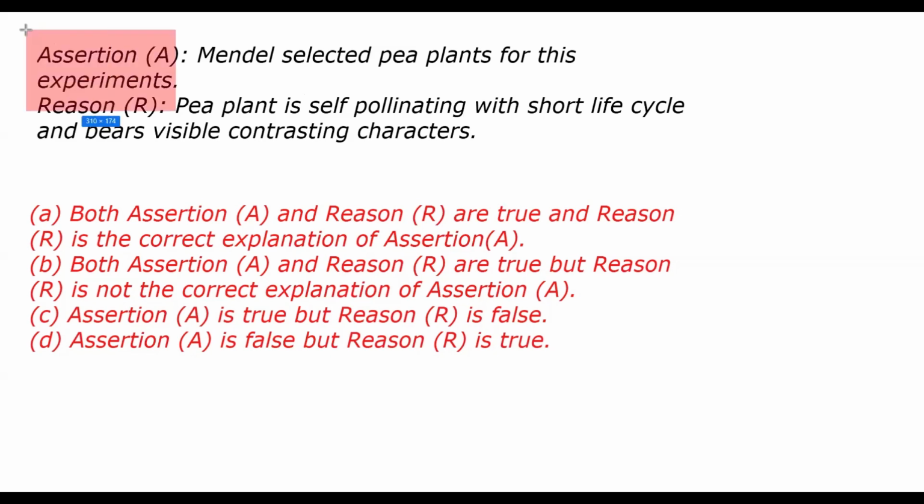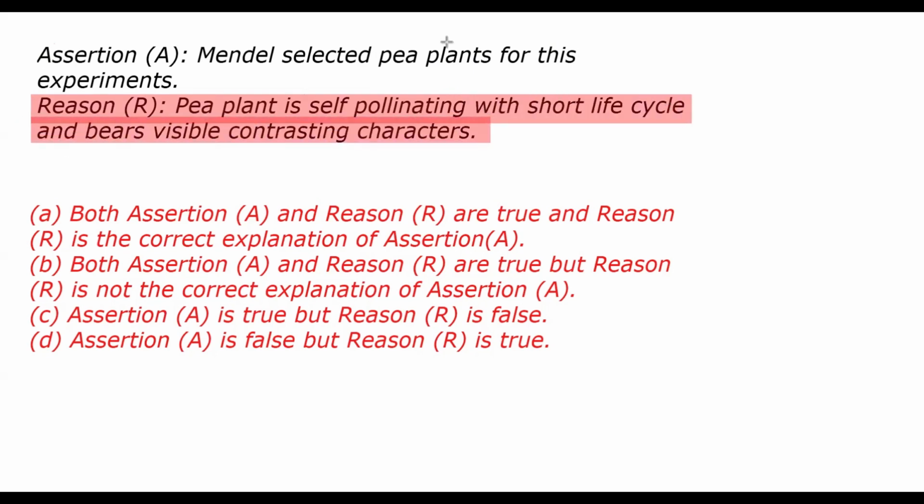In this assertion reason based question, the assertion says Mendel selected pea plants for his experiments. And that is true because for studying the genetics and the variations, Mendel chose pea plants, garden pea. Now, the reason is pea plant is self pollinating with short lifespan and bears visible characters. Well, there were many reasons why he took pea plant.